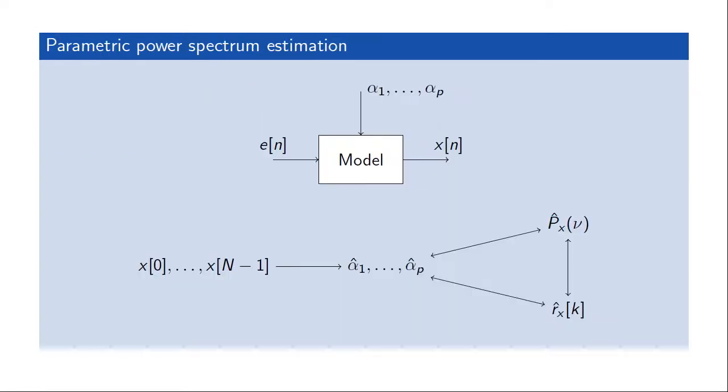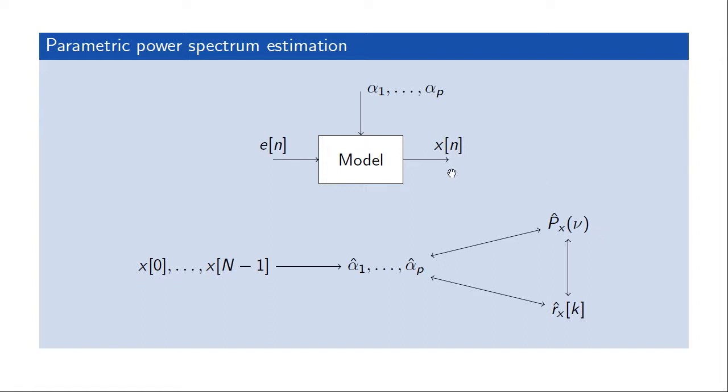In the parametric power spectrum estimation method, what you instead do is you assume that the signal of interest x of n is the product of a known signal, or a signal with known spectral properties, so typically a white noise process, being fed through a model parameterized by a set of parameters. And from the samples of the signal x of n that you observe, x0 up to x of capital N minus 1, the N samples, you try to estimate these parameters, and then you use these parameters to compute estimates of the autocorrelation function and the power spectral density.